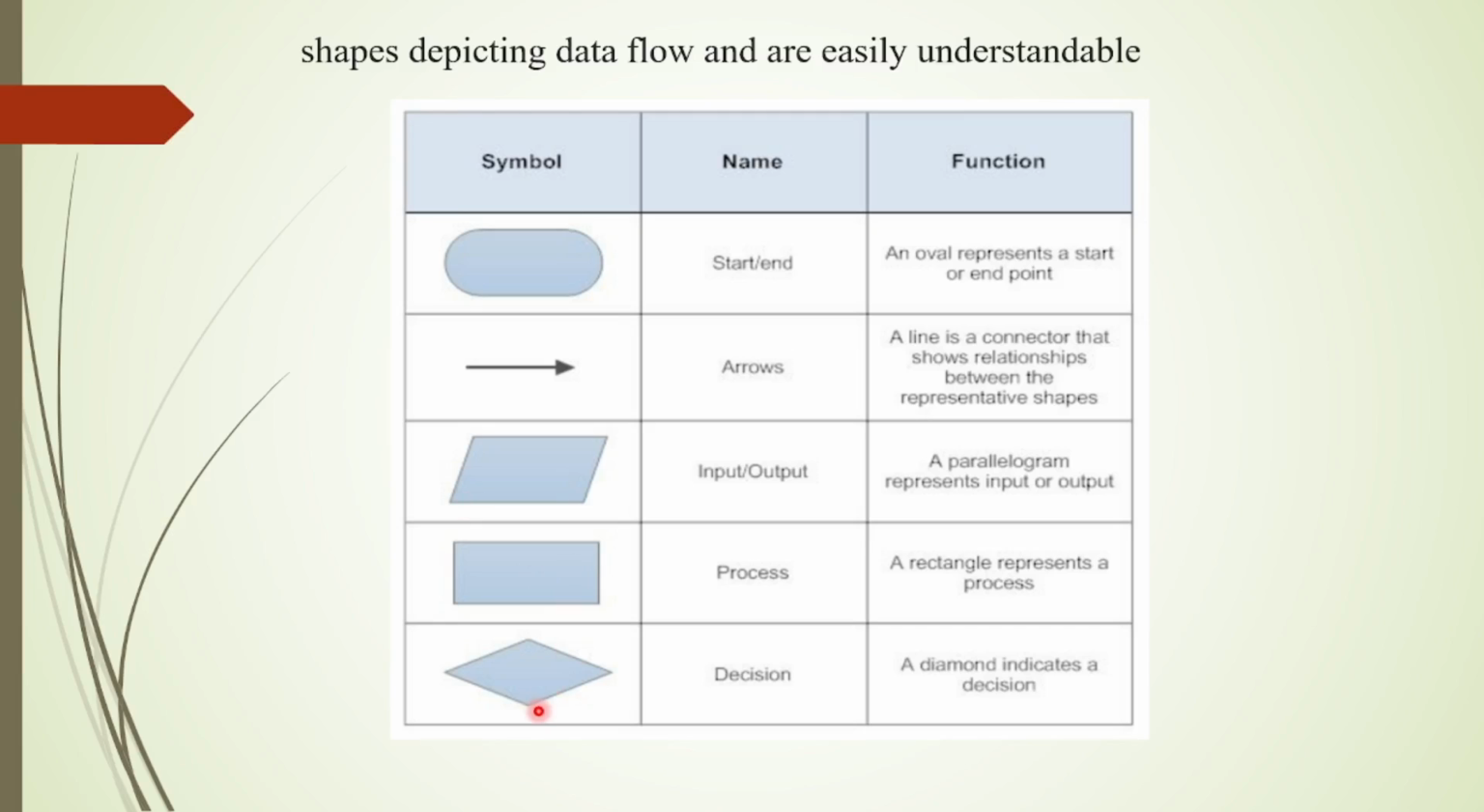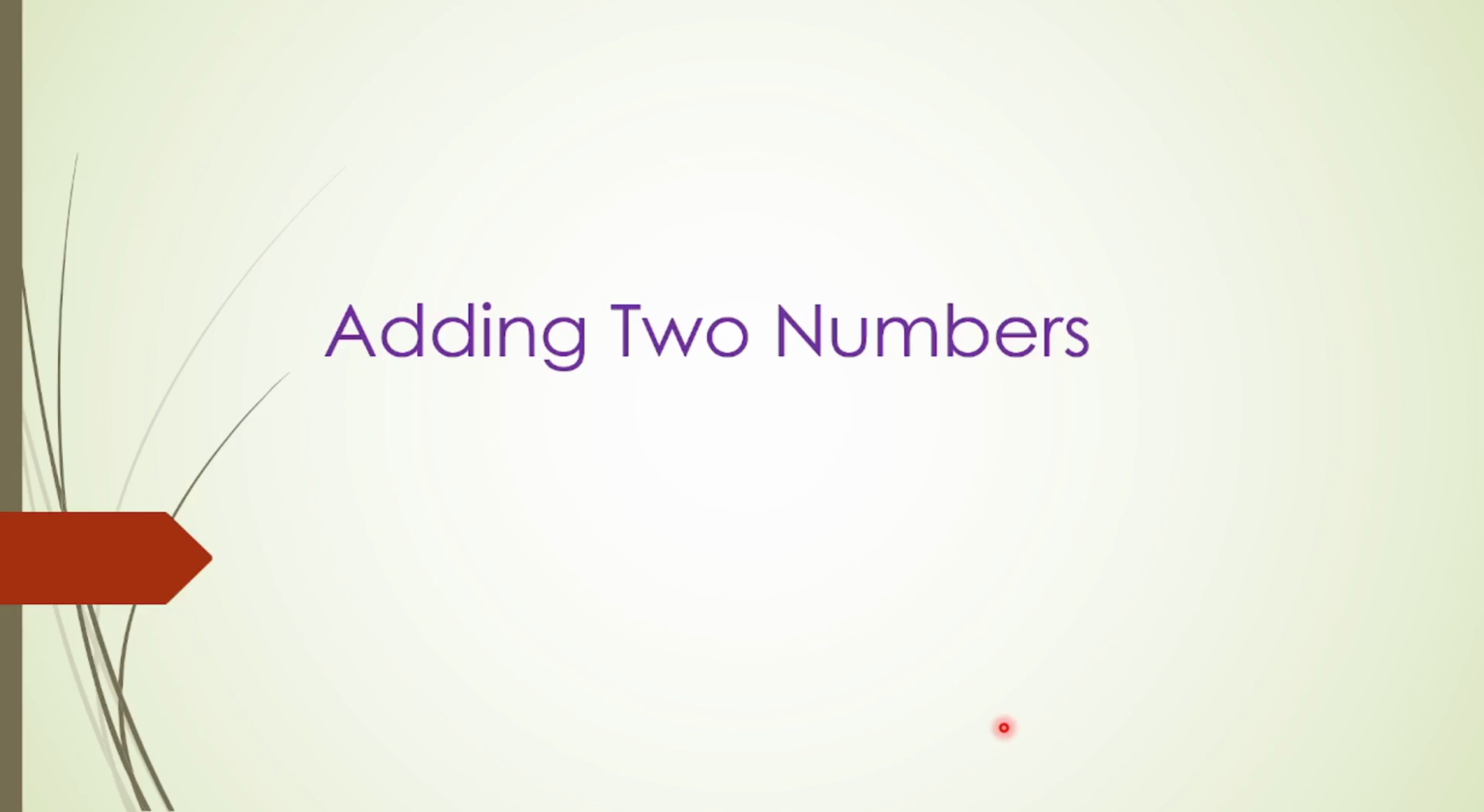The last one is decision making, which uses a diamond shape. Decision making is normally used whenever certain checking has to be done in my program, whether a number is greater or smaller, something like that. In such cases, in order to take the decision, we use this diamond shape. Now let us see how to write an algorithm as well as the flowchart for a given problem.